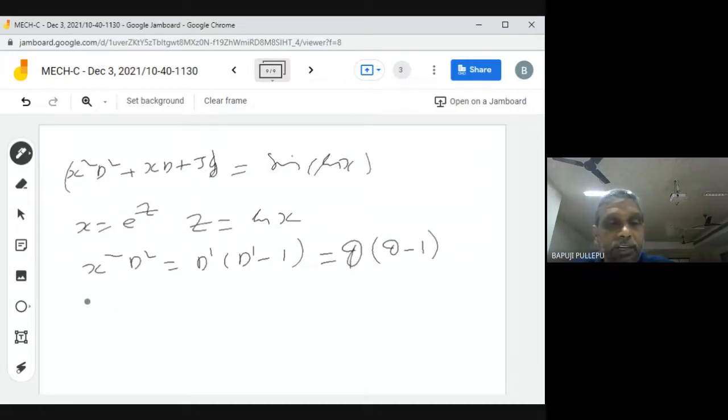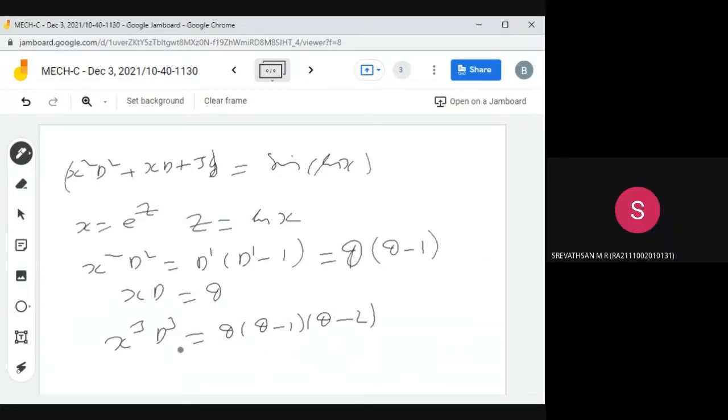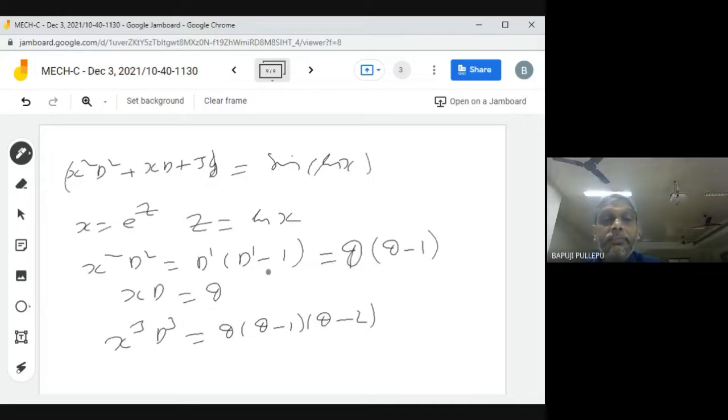Then xd is what, according to our logic? Theta. Suppose we have x cube d cube, what will you have? Theta into theta minus 1, into theta minus 2. Where theta is equal to d by dz. That is very, very important.